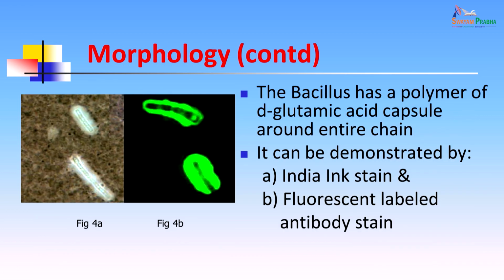The bacillus has a polymer of D-glutamic acid capsule around the entire chain. This can be demonstrated by India ink and fluorescent labeled antibody. This is a picture of the India ink preparation showing the clear capsule around the full chain of the bacteria, and the second is the fluorescent labeled antibody stain which confirms that the organism was Bacillus anthracis.